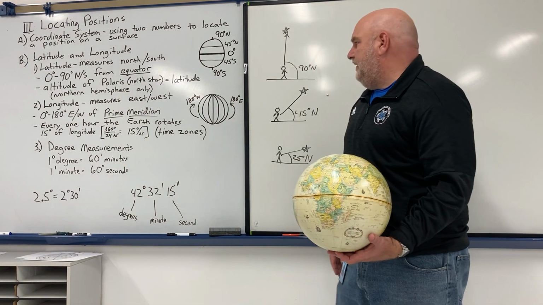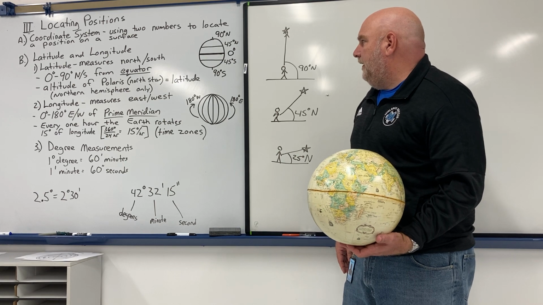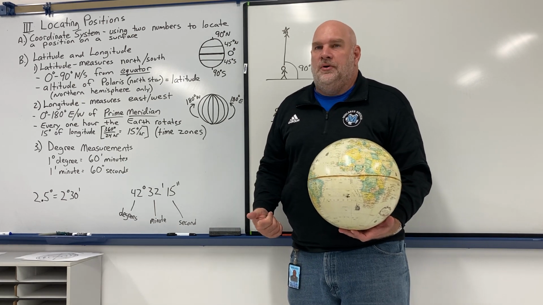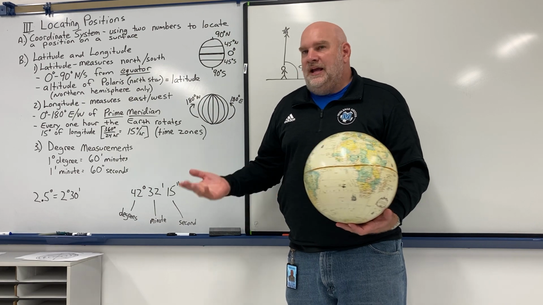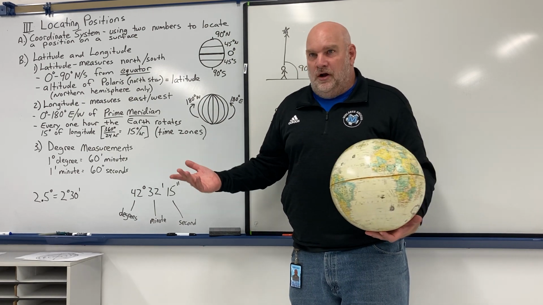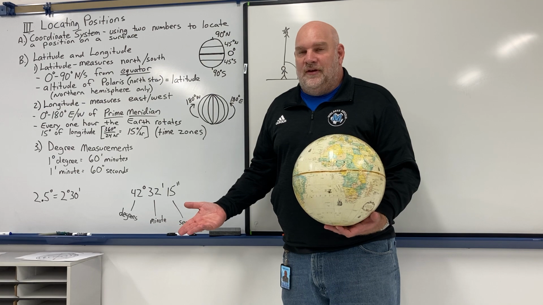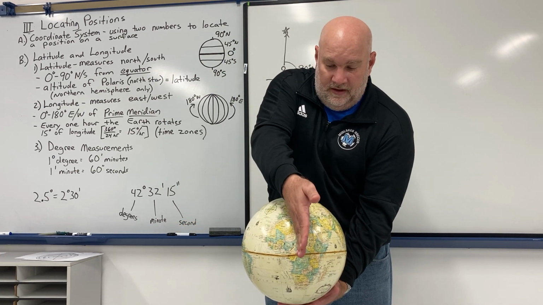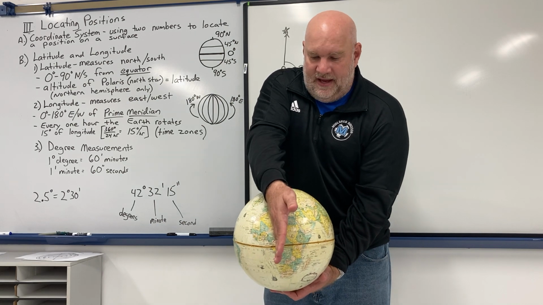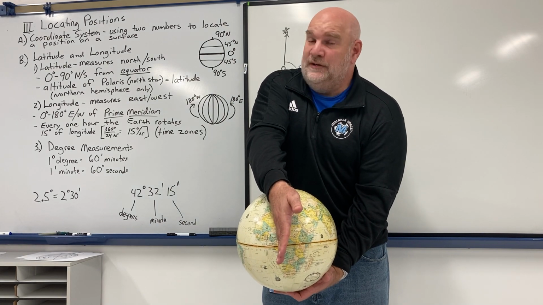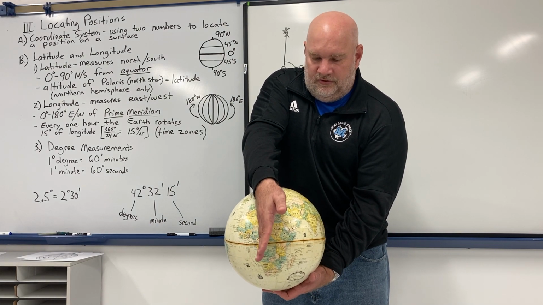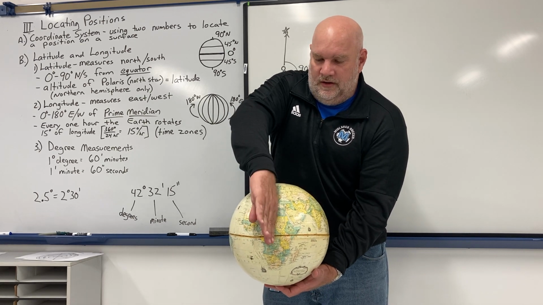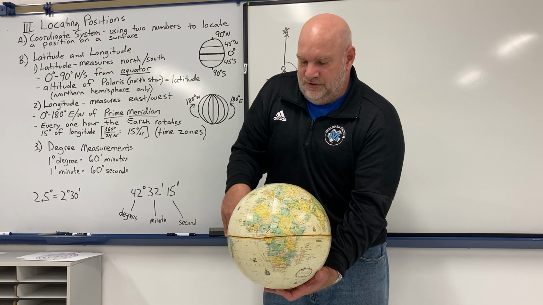And kind of the same idea as with latitude, with longitude you have to make sure you put a compass direction on it. I can't just say it was at 75 degrees longitude. I need to say whether it was 75 east or west longitude. So the prime meridian has a longitude of 0. From here, these would all be east longitude, and from here, these would all be west longitude.